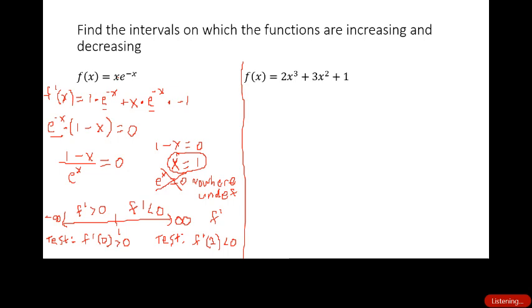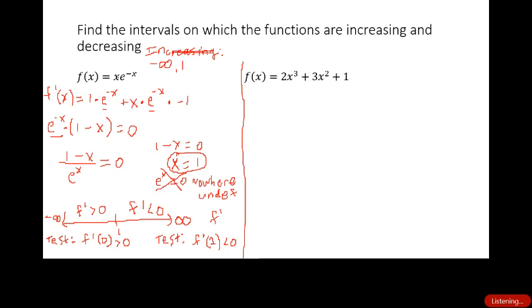Remember, if the first derivative is positive, that means the function is increasing. And if the first derivative is negative, that means the function is decreasing. So let's actually write out our intervals of increasing and decreasing. The derivative is positive on the interval from negative infinity to 1, which means that the function is increasing on the interval from negative infinity to 1.